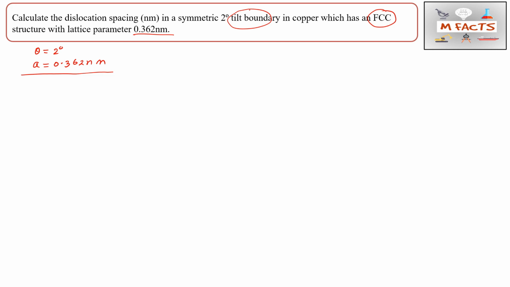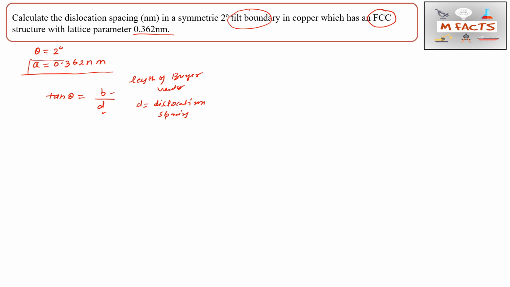So the first formula is tan theta equals B by D. Okay, so what is this B? B is basically the length of Burgers vector, and every time these values will be the same. And D is basically the dislocation spacing, and sometimes it is also denoted by H. Okay, so don't worry, this is the notation problem. So this D is dislocation spacing and this B is the length of Burgers vector.